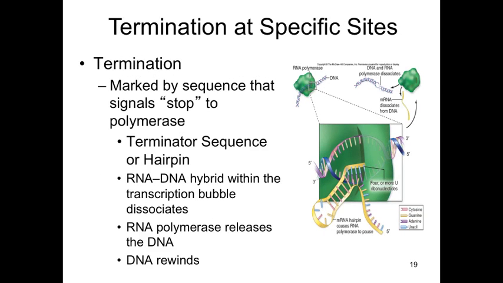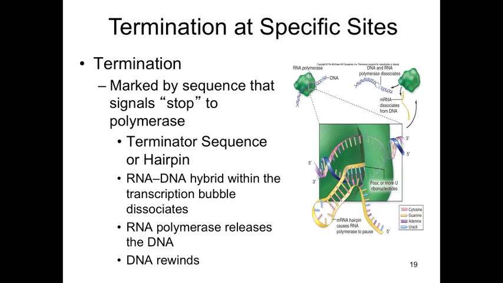Finally, we get to termination. The termination of transcription is marked by sequences that signal the polymerase to stop. These can be terminator sequences that are rich in uracils or perhaps a hairpin turn. A hairpin turn is demonstrated here. As the polymerase moves along this strand, it runs into a hairpin turn and literally falls off the DNA template.